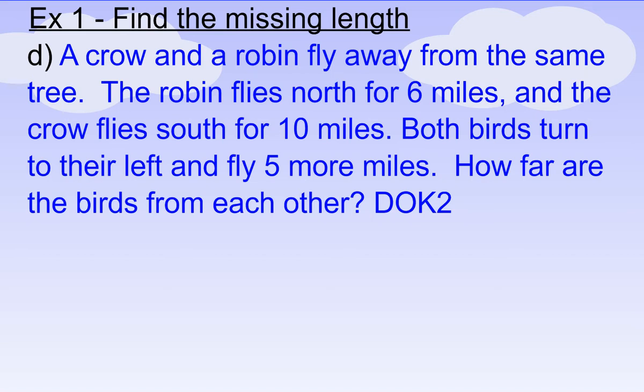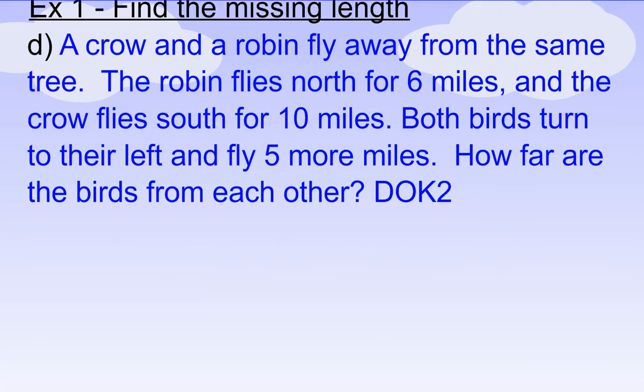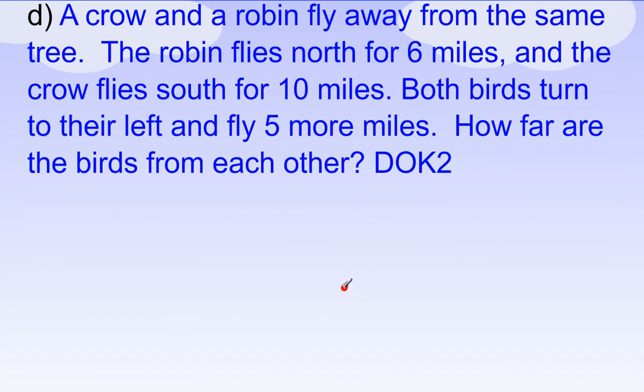Alright, so here is my starting point. Now, my crow flies south 10 miles, and my robin flies north 6 miles. Then they both turn to the left. So here's my robin, he's facing north, his wings are out. So if he turns left, he's going that way, and he goes another 5 miles.